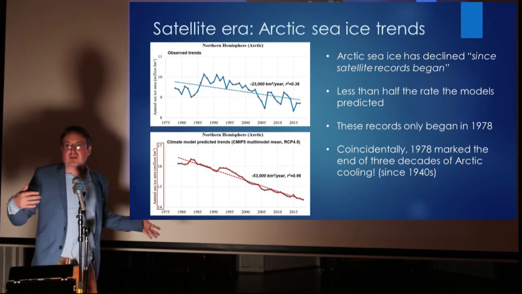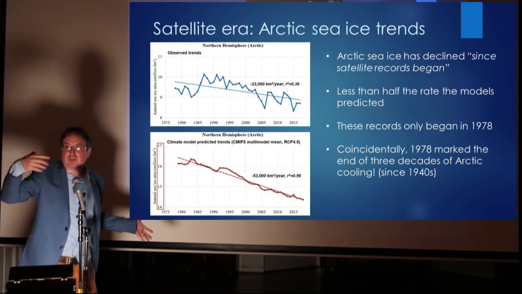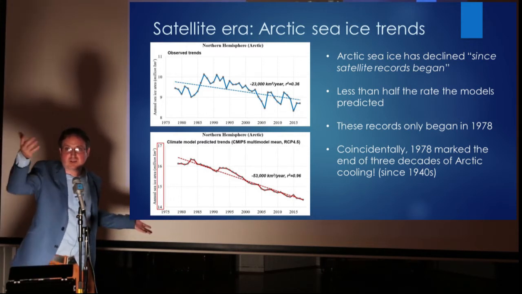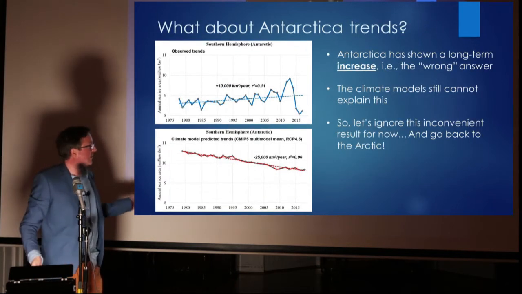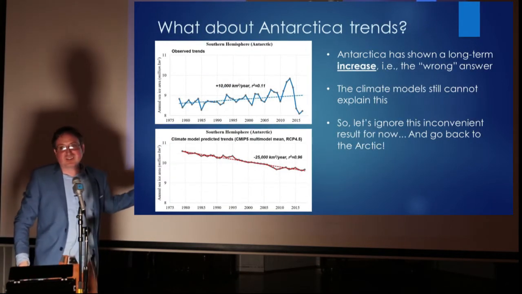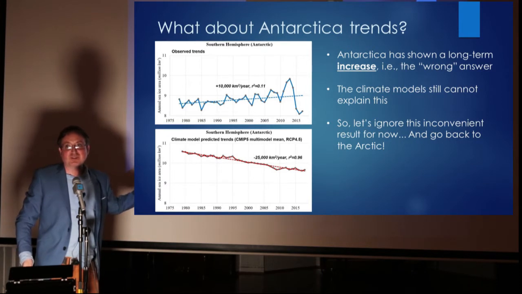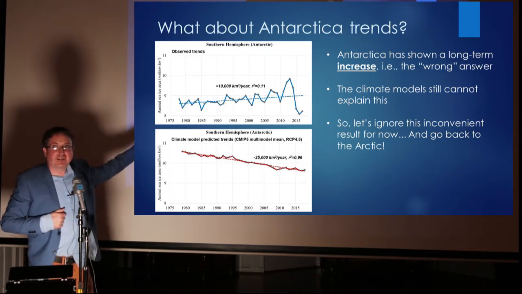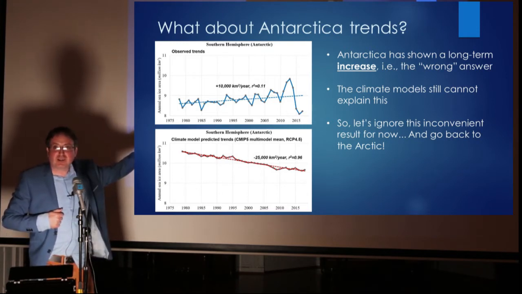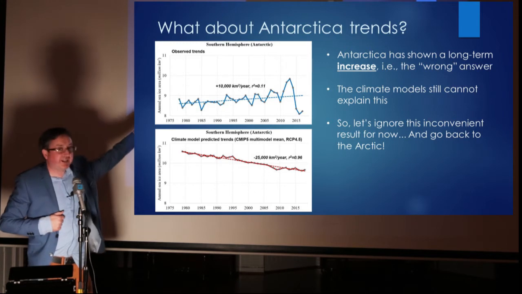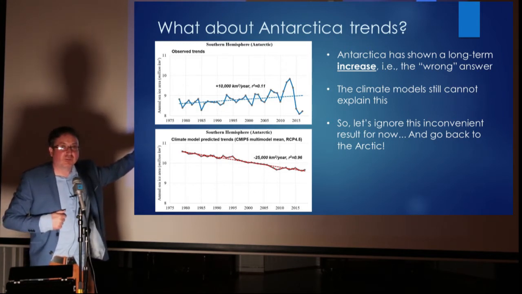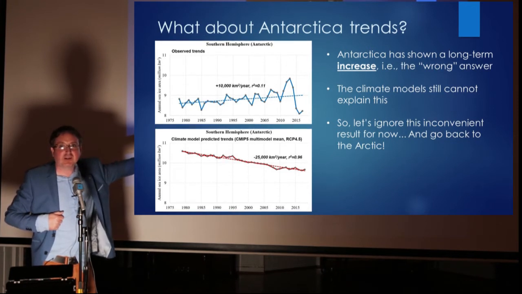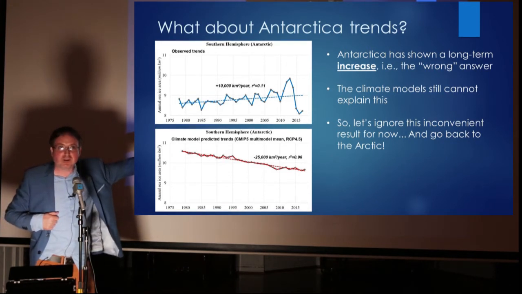So we need to look at it in the context of longer periods, as one of the questions was earlier. And here's an inconvenient truth. The Antarctic sea ice, the long-term trend has actually been a general increase of plus 10,000 kilometers squared per year. This is up till now. There's a little drop in the last couple of years, but the long-term trend has been upward.